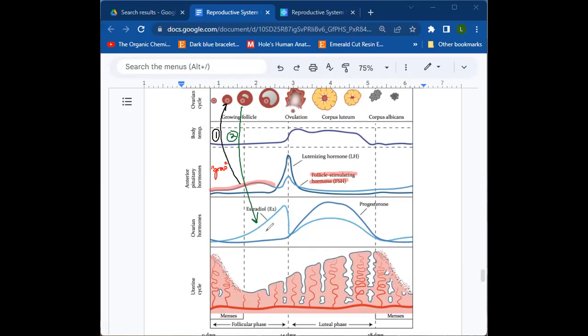And then the estrogen is going to go to two different places. First of all, the estrogen is going to go to the uterus and it's going to tell the uterus to get thicker. Tells the uterus to start to get thicker.